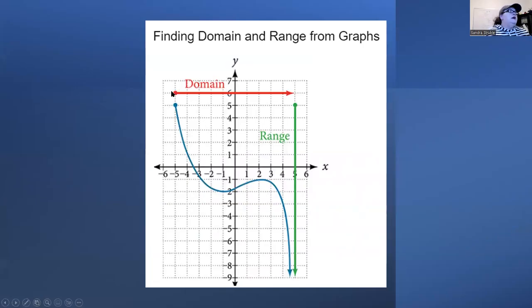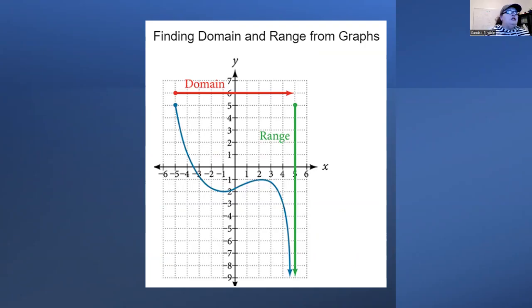Okay, so for the domain, it starts at -5. Domain's only going to be utilizing the x-axis, and -5 is included, and then it keeps going to positive infinity. So I would have a bracket, -5, comma, infinity, parenthesis for my domain.